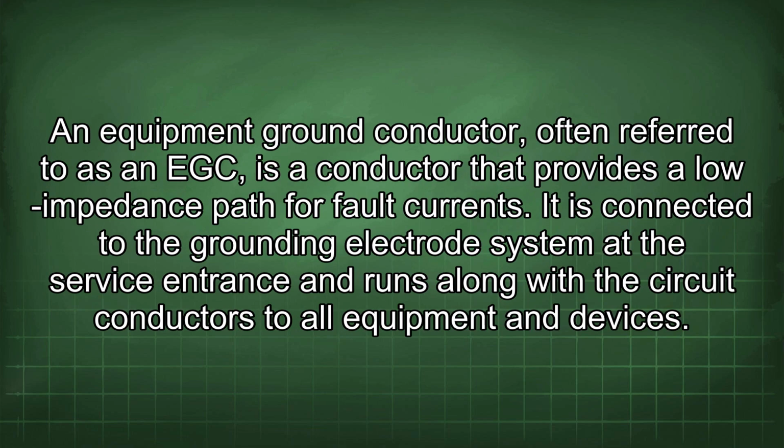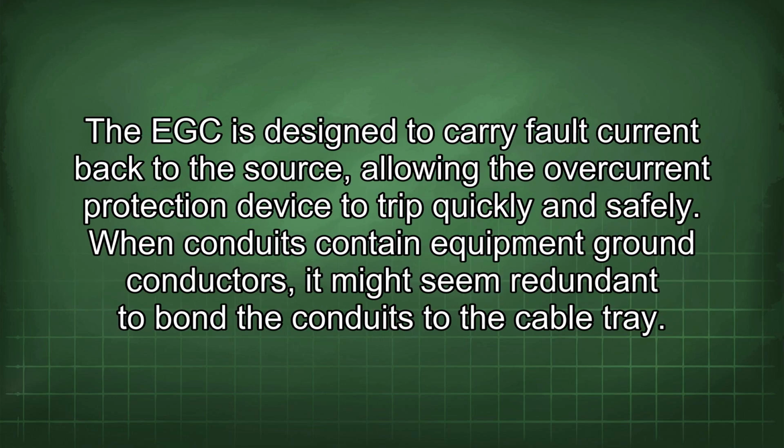An equipment ground conductor, often referred to as an EGC, is a conductor that provides a low impedance path for fault currents. It is connected to the grounding electrode system at the service entrance and runs along with the circuit conductors to all equipment and devices. The EGC is designed to carry fault current back to the source, allowing the overcurrent protection device to trip quickly and safely. When conduits contain equipment ground conductors, it might seem redundant to bond the conduits to the cable tray.